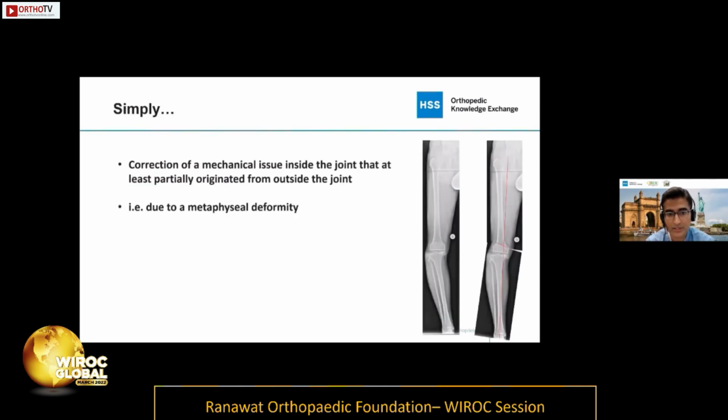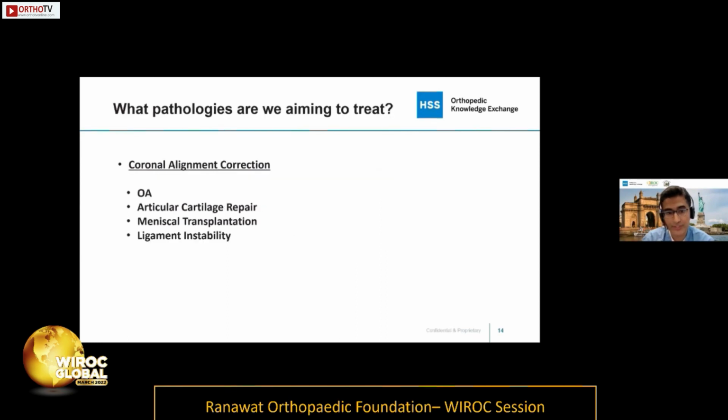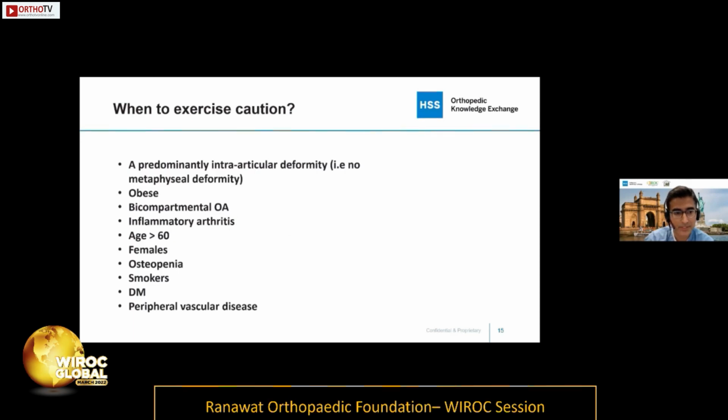So quite simply, I like to think of it as a correction of a mechanical issue inside the joint that at least partially originated from outside the joint, i.e. due to a metaphyseal deformity in the affected bone. And that's really what we're trying to treat. So what pathologies are we aiming to treat? In coronal alignment correction: osteoarthritis, articular cartilage repair, meniscal transplantation, and ligament instability.